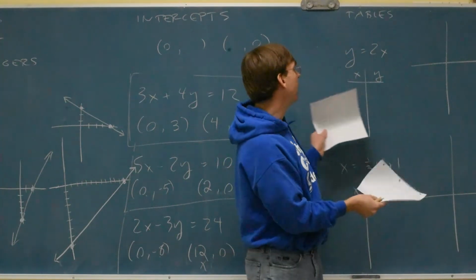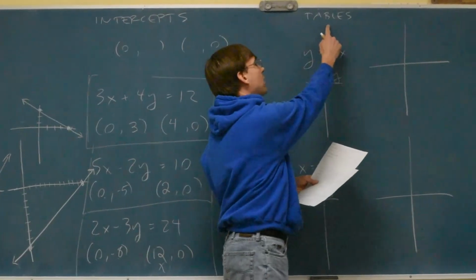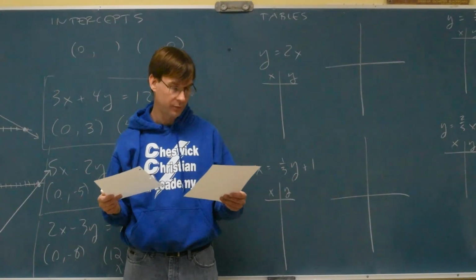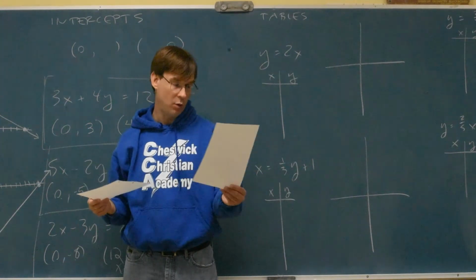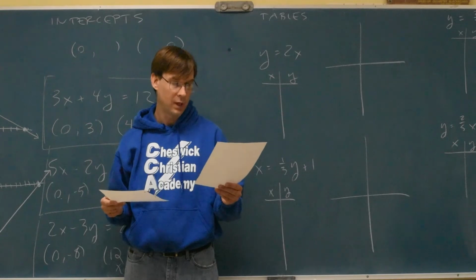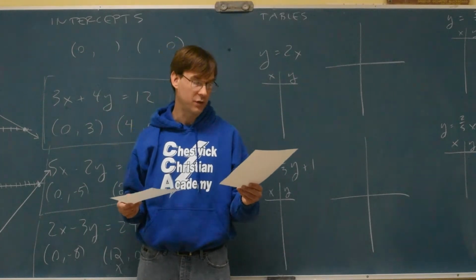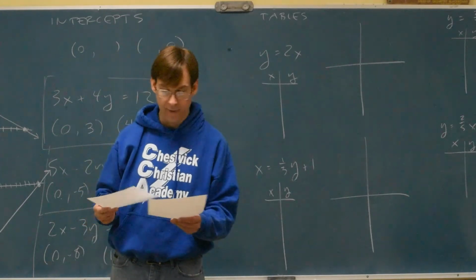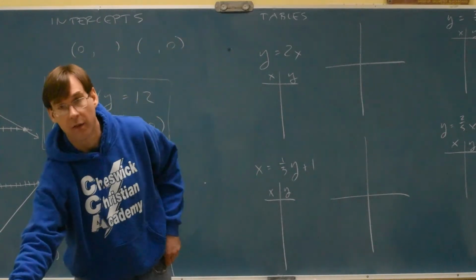The second choice that we're about to delve into is a thing called tables. So the other answer for 14 is tables. And how the table works is get x or y alone, and then pick 3 numbers for the other variable.